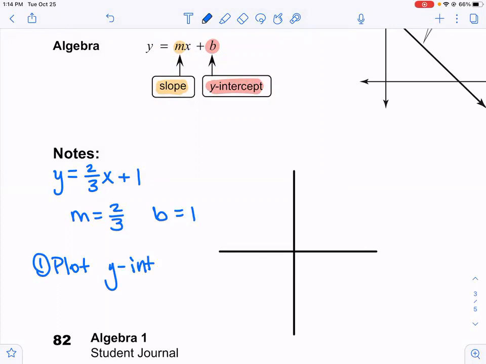We are first going to plot our y-intercept. Now you told me that B was 1. What does B stand for? Oh, the y-intercept. So on the y-axis, I'm going to go to 1 and I'm going to plot a point.